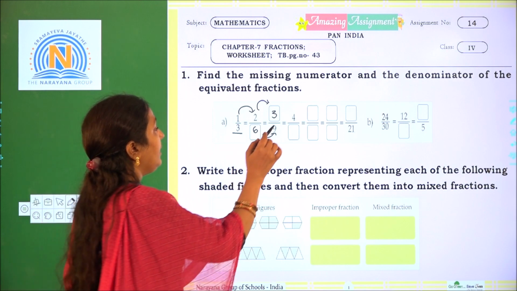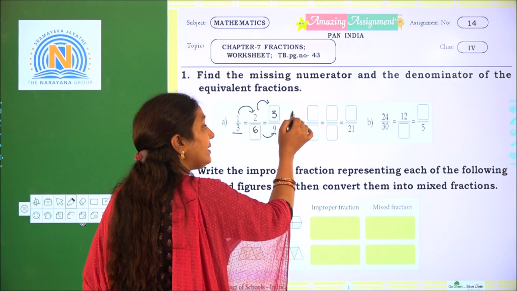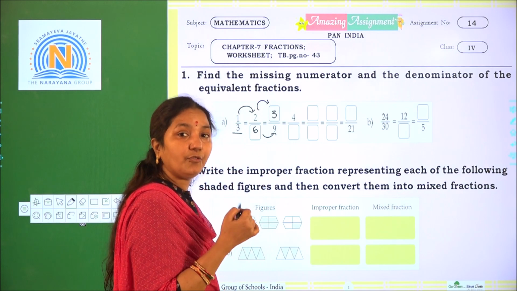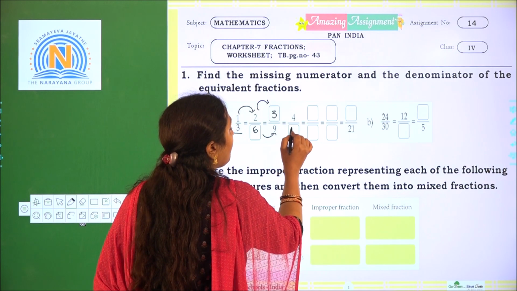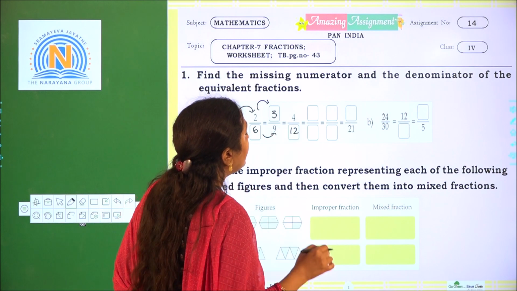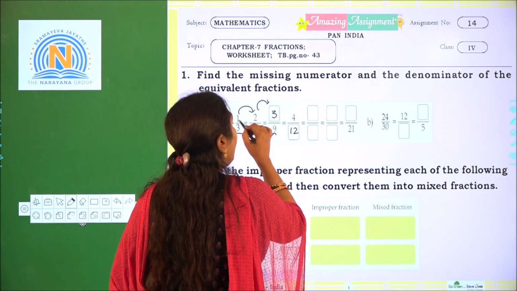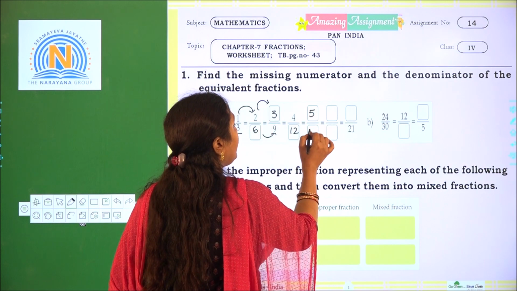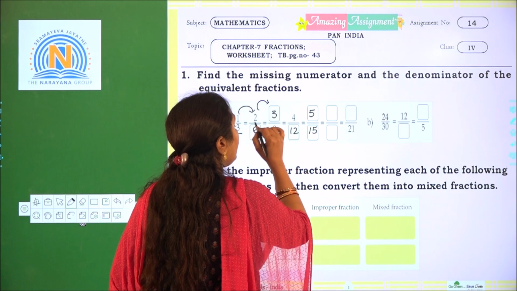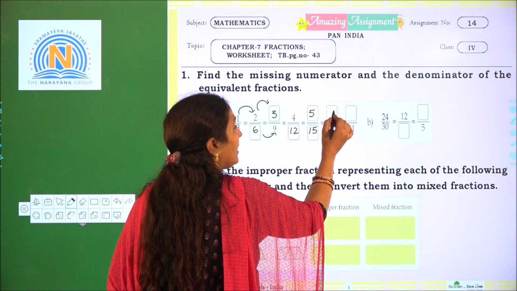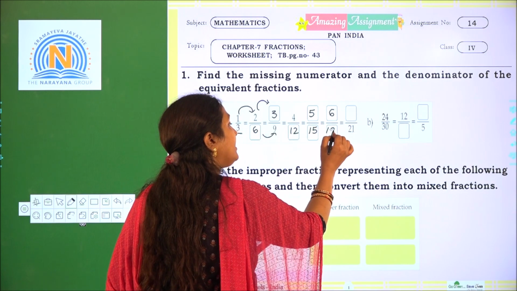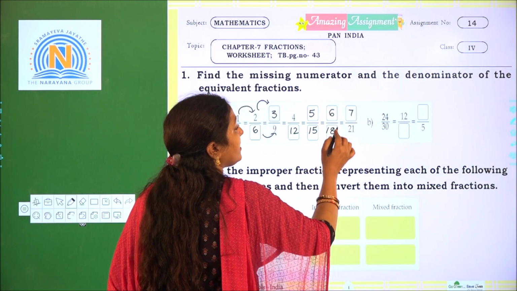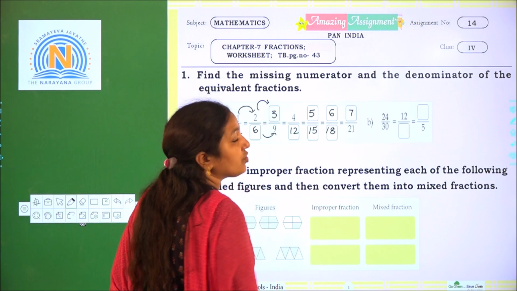Next one. Here 4 is there. So 1 is increased 4 times. That means we have to multiply the denominator also 4 times. 3 into 4, 3 4s are 12. Okay, now coming to the next one. Multiplying with 5 times, 1 into 5, 3 into 5, 3 5s are 15. Like 6 times, 6 1s are 6, 6 3s are 18. Next one, 7: 1 into 7, 7 1s are 7 and 7 3s are 21.